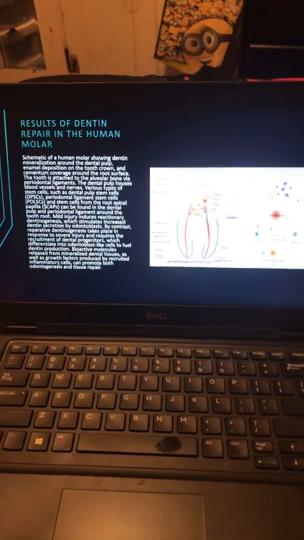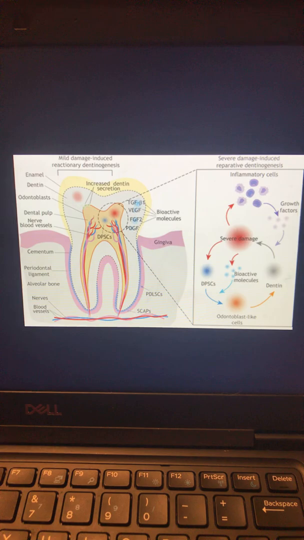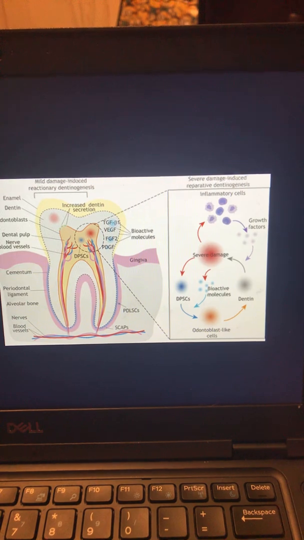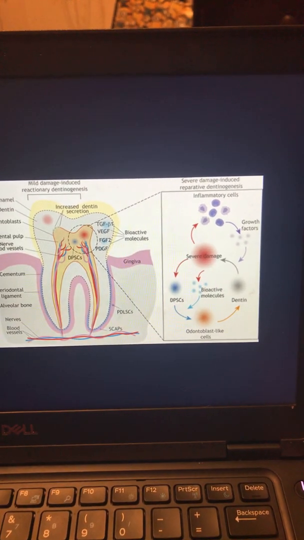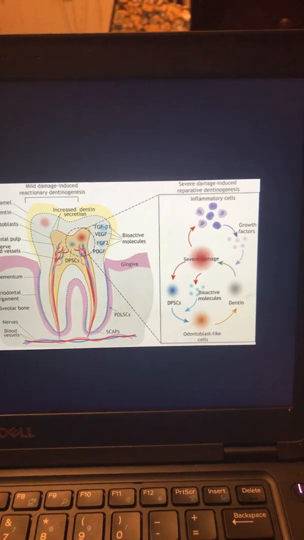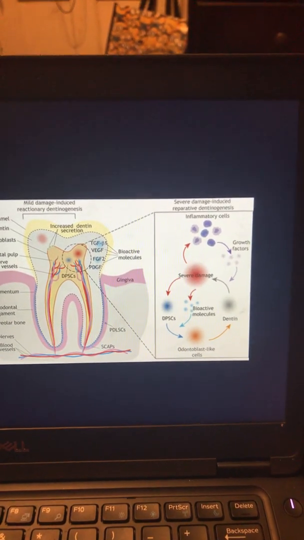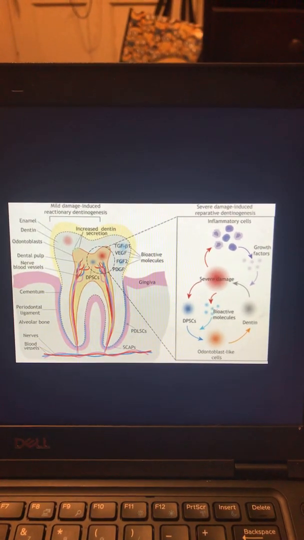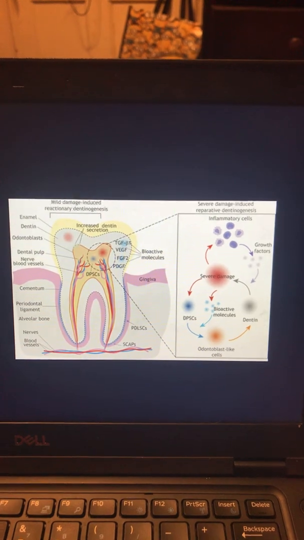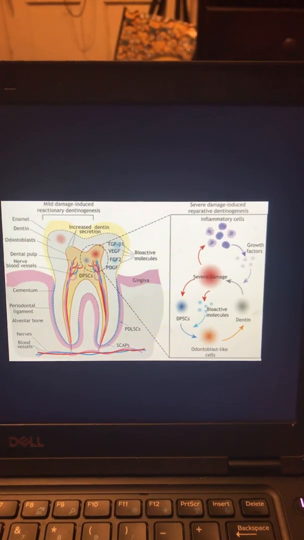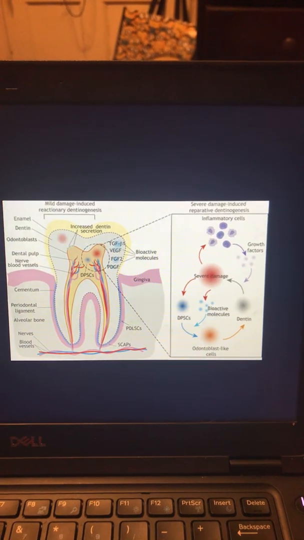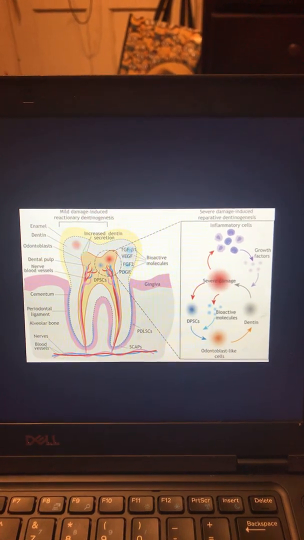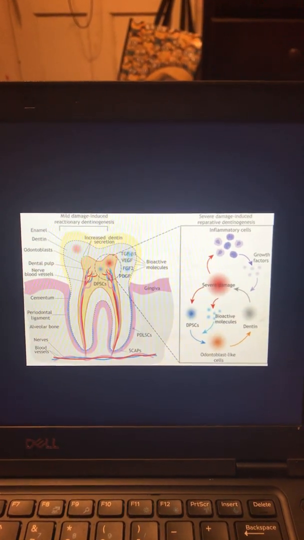Finally, there are results on dentin repair in the human molar. This is a schematic of a human molar showing dentin mineralization around the dental pulp, enamel deposition on the tooth crown, and cementum coverage around the tooth surface. The tooth is attached to the alveolar bone via periodontal ligaments. The dental pulp houses blood vessels, nerves, and various types of stem cells, such as dental pulp stem cells, or DPSCs. Periodontal ligament stem cells, PDLSCs, and stem cells from the root apical papilla, also known as SCAPs, can be found in the dental pulp and periodontal ligament around the tooth root.